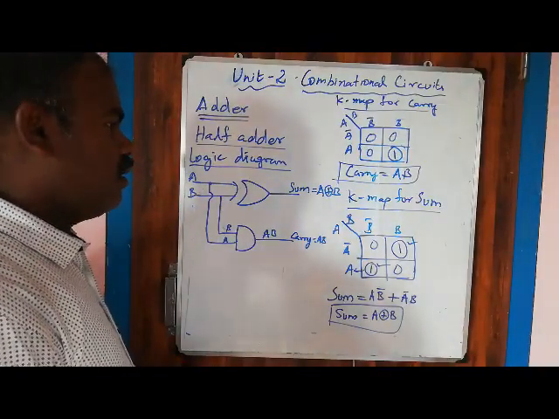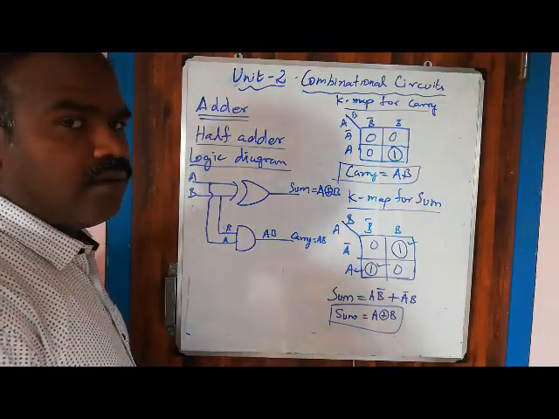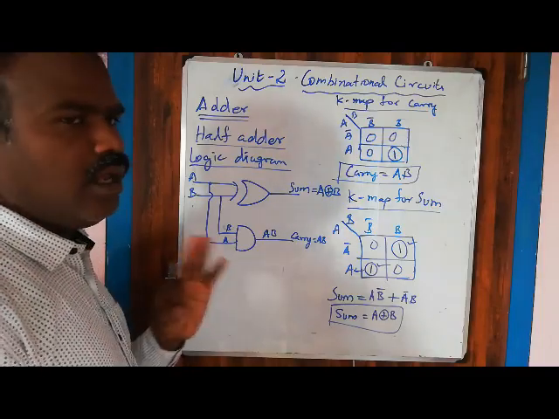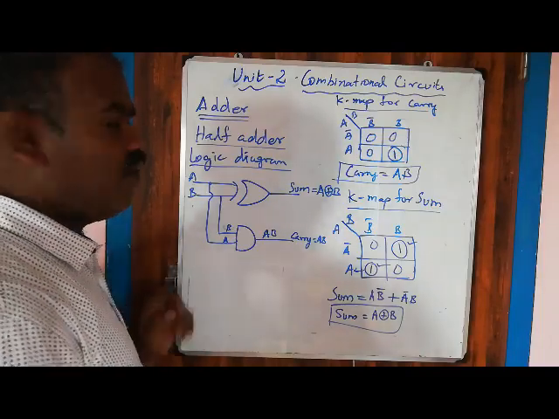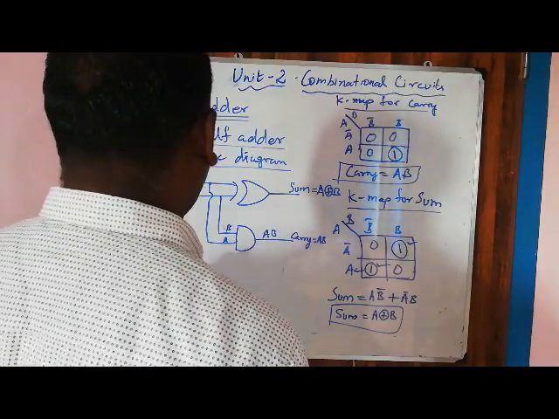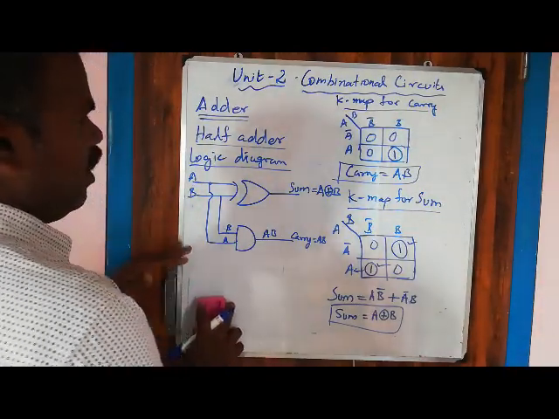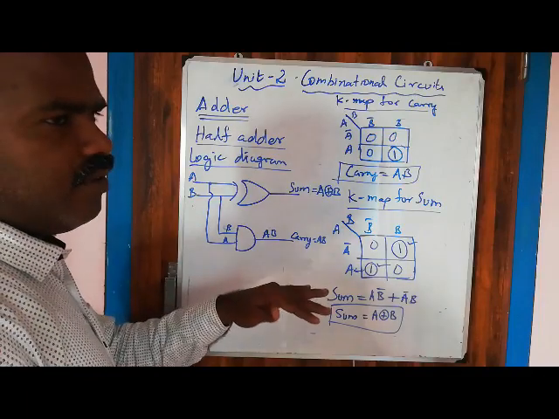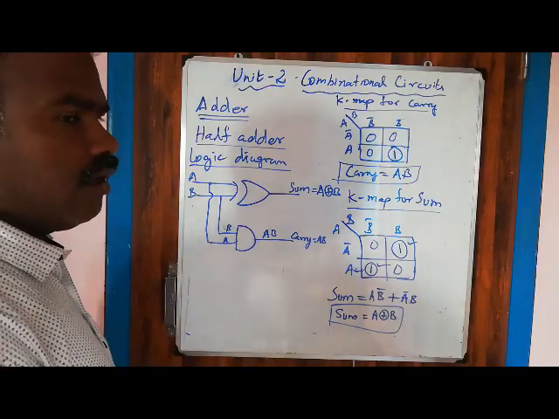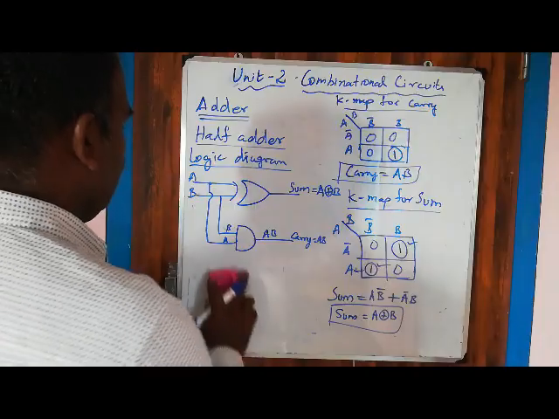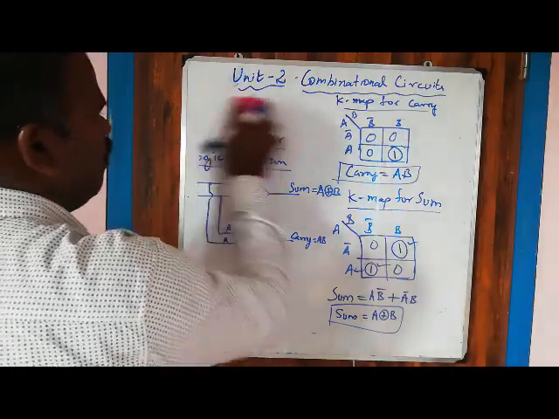Okay. Next we go for full adder. For full adder we have to use 3 inputs. Then only it is called full adder. First we have to draw the truth table for full adder, then go for K-map simplification and then go for logic diagram. This is the step for designing of full adder.